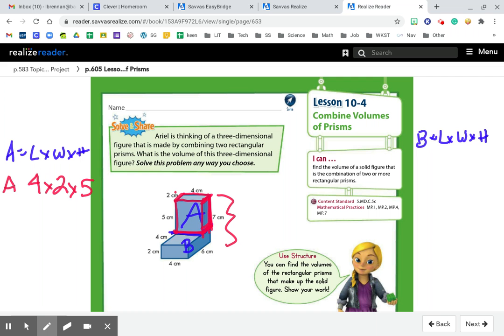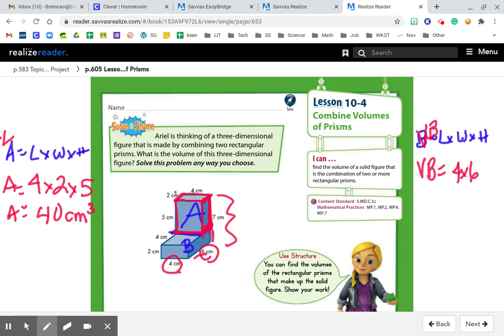So for shape A, I'm going to be doing 4 times 2, which is 8, times 5 is 40. So I have 40 centimeters cubed for shape A. Now going over to shape B, my length is actually written there, so I don't have to go searching for it. For volume of B, and this would be volume of A, my length is going to be 4. My width is 6. That's already written for you too.